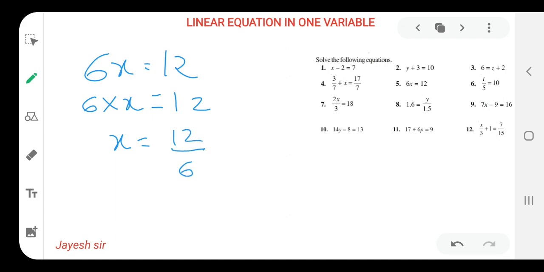6 will become division. And now we all know the table of 6. 6 1s are 6, 6 2s are 12. So the value of x is equal to 2. I hope you all are getting it. That's very easy, friends. So let's begin with our sixth sum.